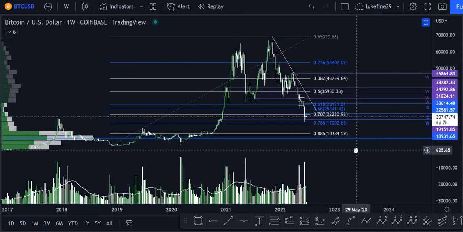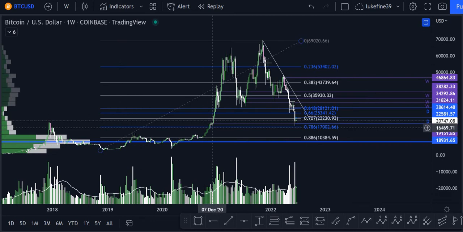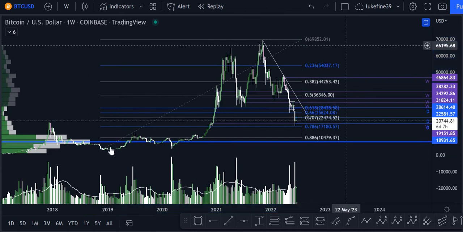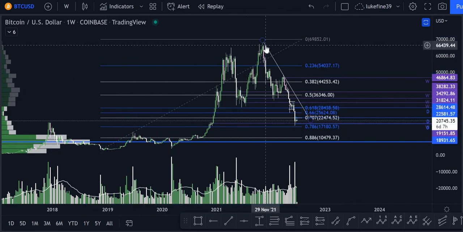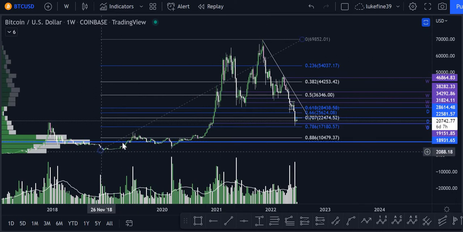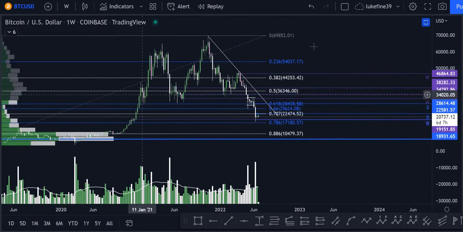Okay, so we have the entire weekly 5-wave structure up, and we took the fibs from the low to the high. Let me just correct this a bit. So we had a 1, 2, 3, 4, and a 5, and we took the fibs from the start of the bottom to the very top, and now we have this fib structure that's kind of playing out.